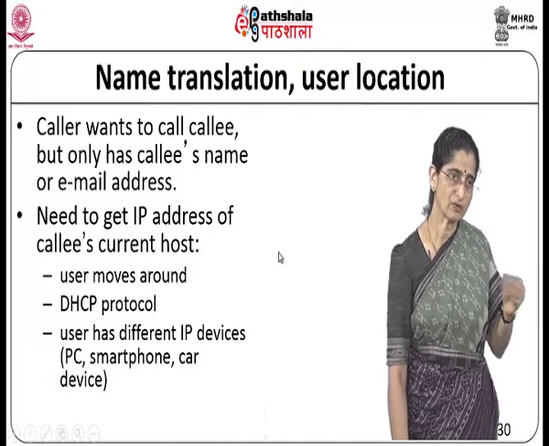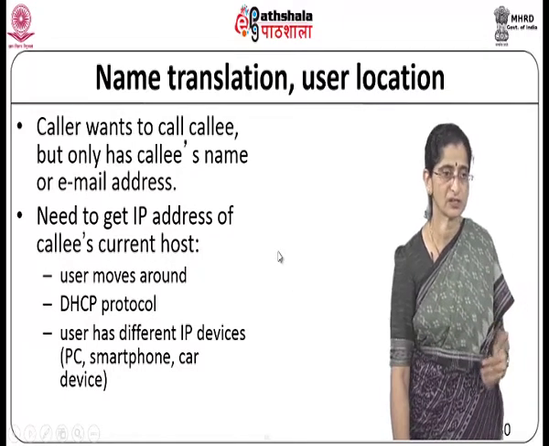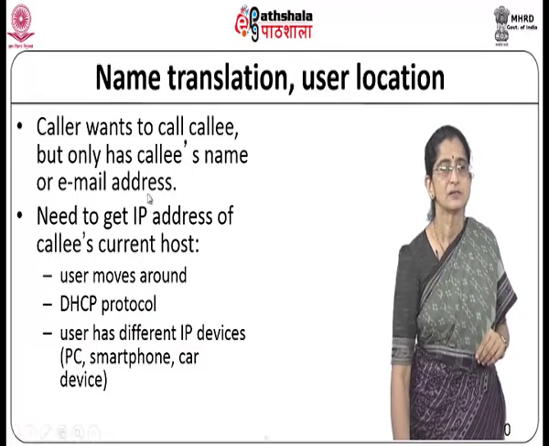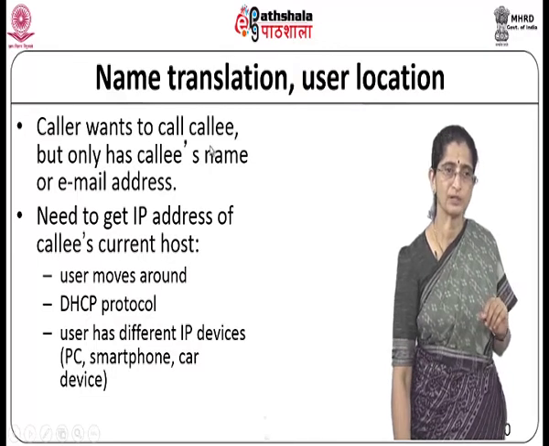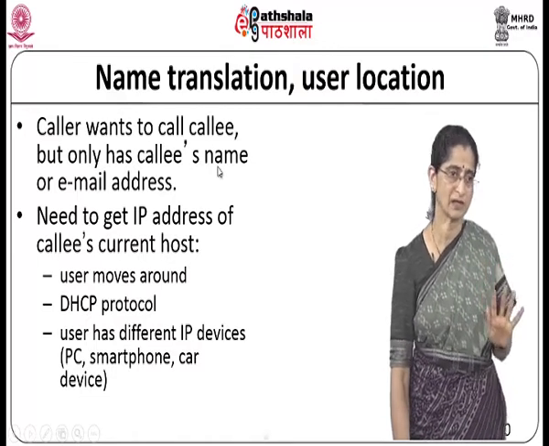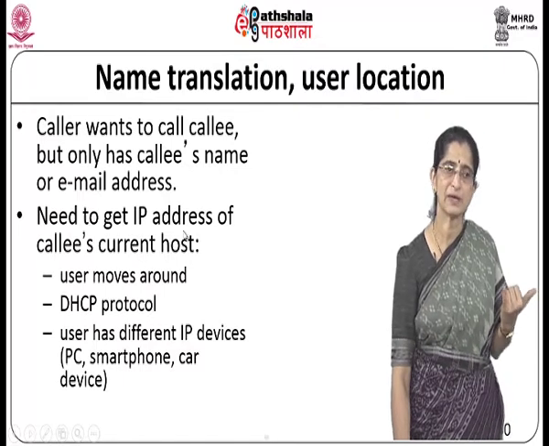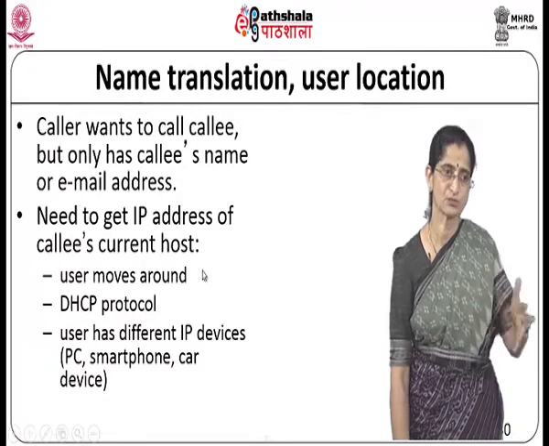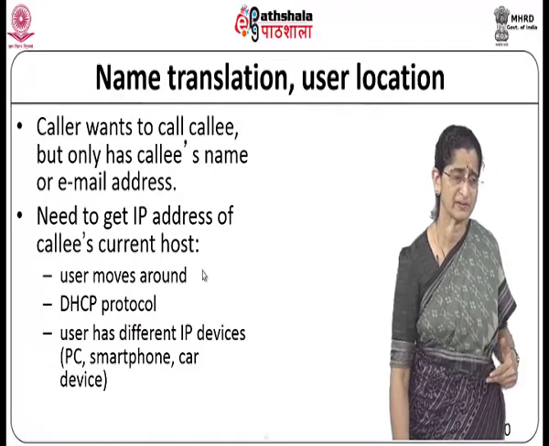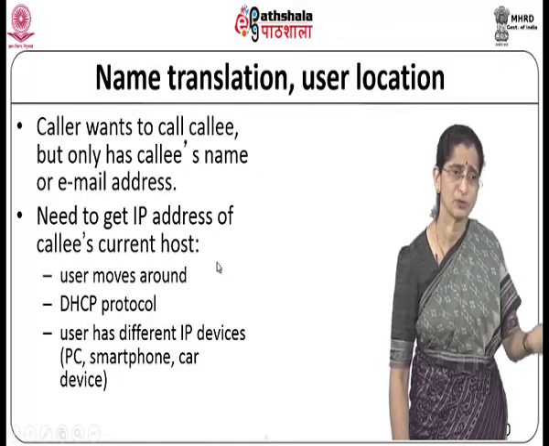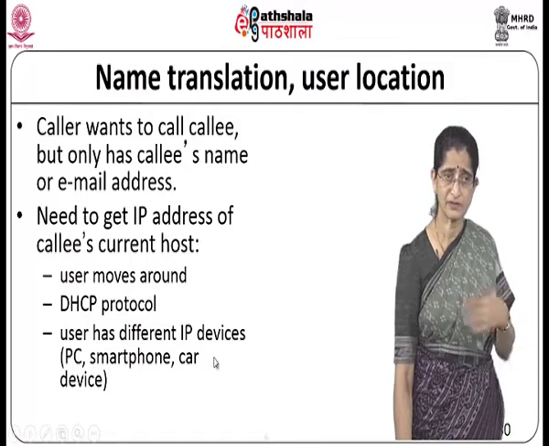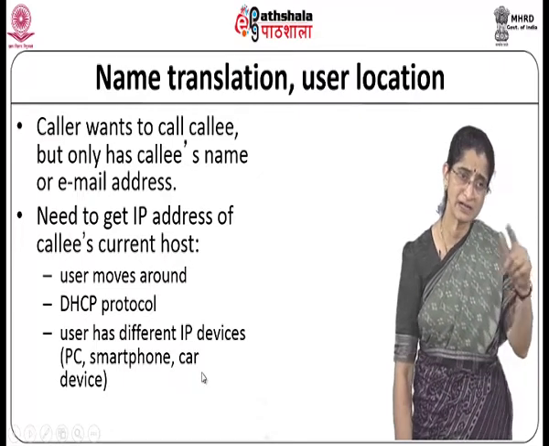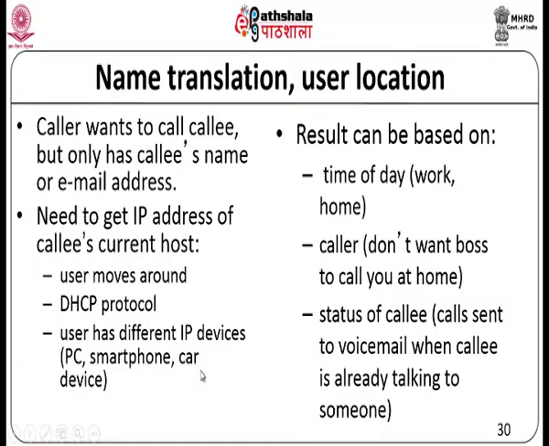Now coming to when we need to do name translation, user location and so on. Why do we need that? The caller may want to call the callee, but only has the callee's name or email address, in which case he has to get the IP address of the callee's current host. Why would we need this? It may be needed because either the user moves around, so he has a new IP address, or the DHCP protocol might have given him a new IP address, or the user can have different IP devices: his PC, smartphone, car device and so on. So depending on that, you may want to connect to him at whichever device he is currently using.